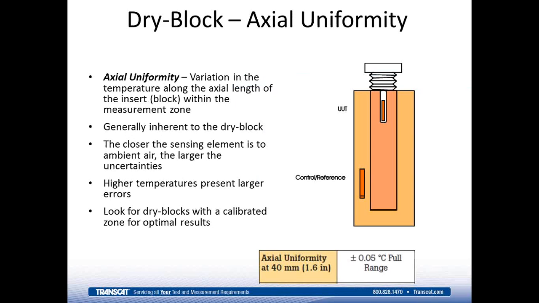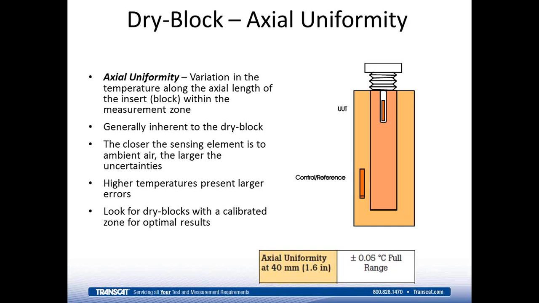Axial uniformity is important. This really looks at how uniform the dry well is from top to bottom across the length of that insert. It's generally somewhat inherent to the design of the instrument. The closer our sensing element is to ambient air, the larger the uncertainties are. So in this illustration, this is kind of a worst case scenario. I've got a UUT that's a long ways away from my control probe, and it has a lot of mass associated with it at ambient, which can impact the measurement. The higher the temperature is of the dry well, or the further we are away from ambient temperatures, the larger that relationship or problem becomes.